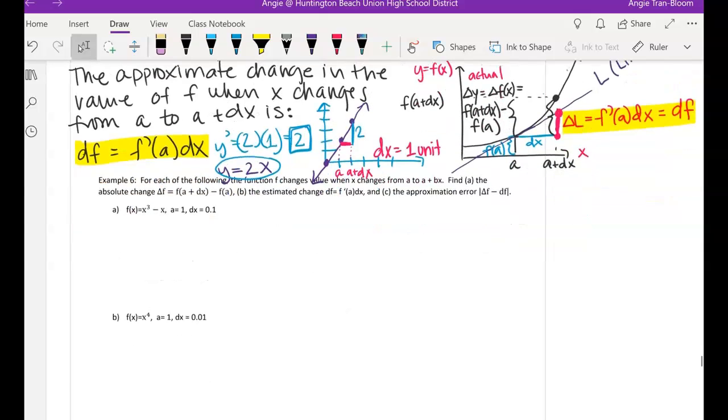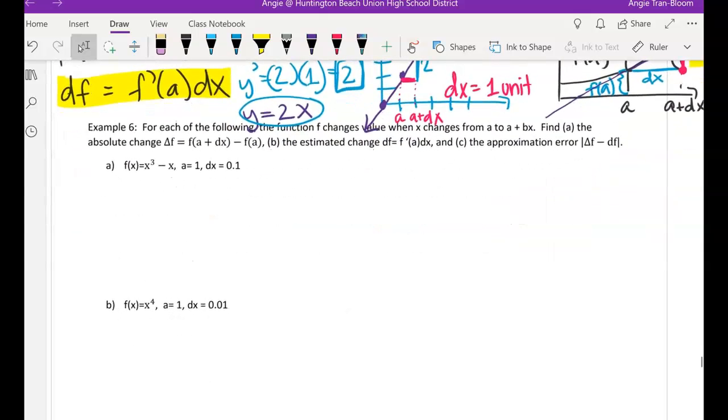Well, let's use it right away to apply to example 6. For each of the following, the function f changes value when x changes from a to a plus dx. I believe that really needed to be fixed to dx. Find, part A, the absolute change, which is the actual change. Then B, estimate the change. What this question is really doing is, do you see much difference? Is it that much of a difference? That's what it's saying. And C, approximate the error. That means you need to subtract the actual and the approximation.